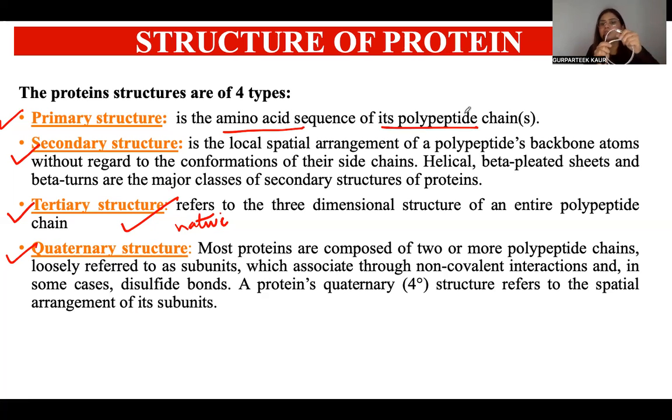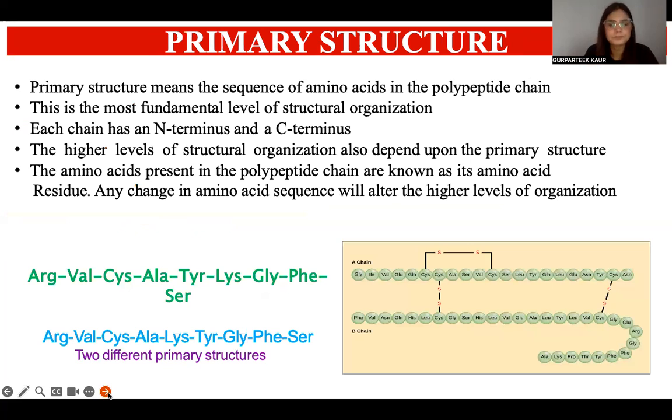And quaternary structure is when the tertiary structures, let's suppose that this is the tertiary structure of one polypeptide chain, and similarly there is one more tertiary structure of a different polypeptide chain, and they interact with each other, and that is where the quaternary structure is formed. I hope I was able to make a little bit better understanding using this example. Now let us see all the structures one by one.